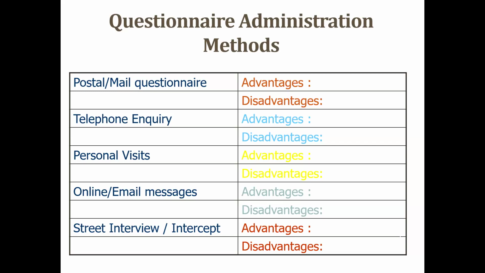You'll be able to reach a larger number of people, from different geographical areas. Exactly. So that is one distinguishing advantage of the postal approach.